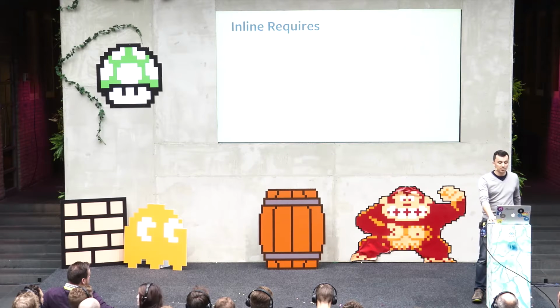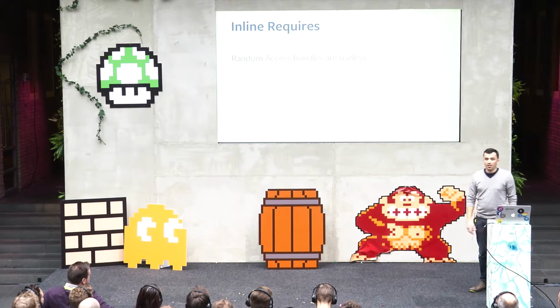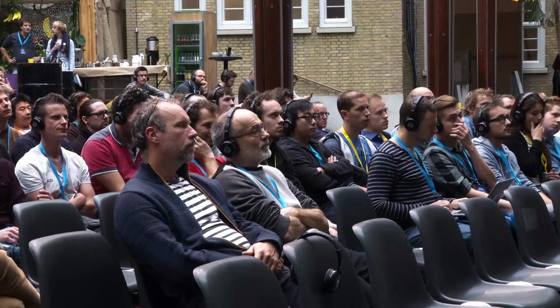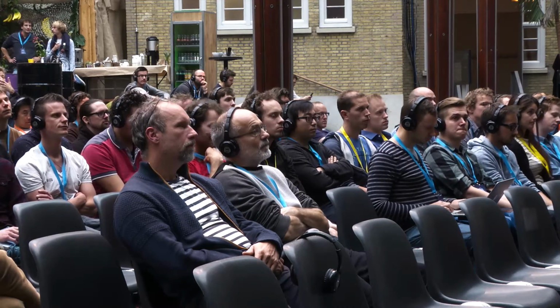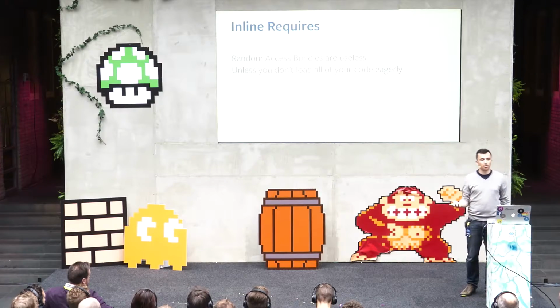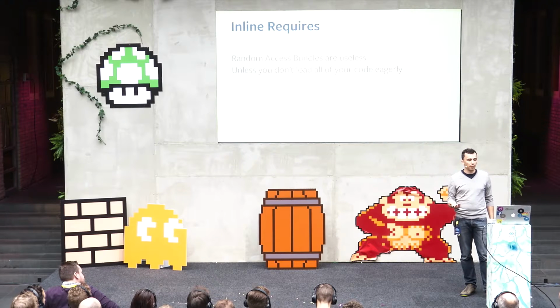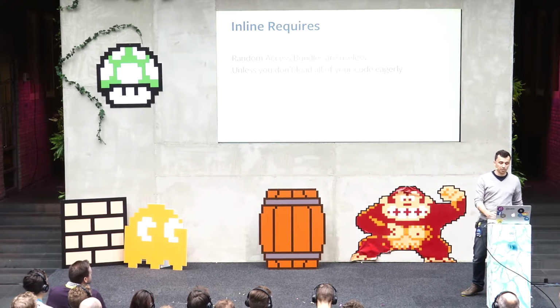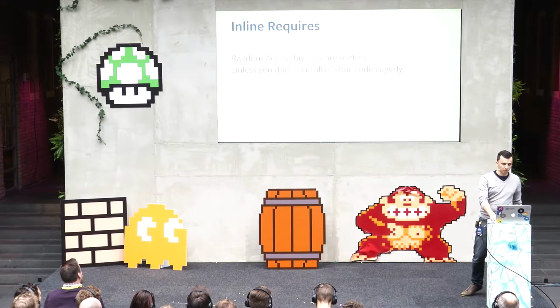So random access bundles. They're useless if you do regular requires or imports, because you will just lazily require all your dependencies at the top of your module. So you're going to end up pulling them eagerly, and it's going to be slower than a regular bundle because we have a certain call overhead between C++ and JavaScript. Not very useful, unless you don't load all of your code eagerly. And this is what we phrase the term inline requires for.